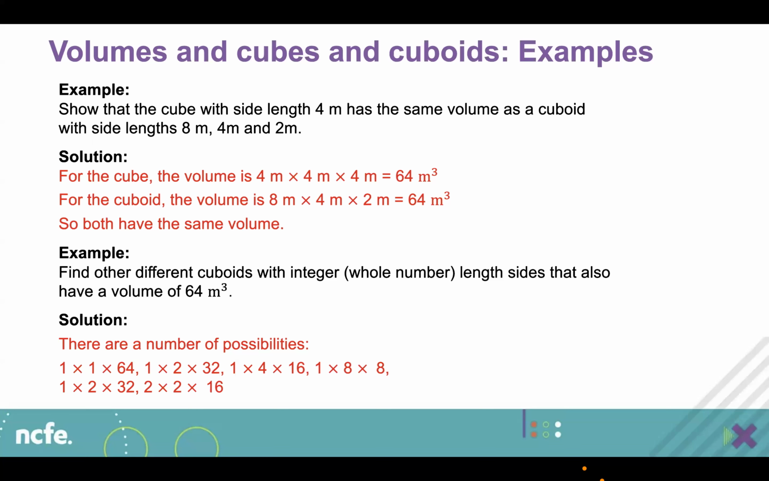1 times 1 times 64, 1 times 2 times 32, 1 times 4 times 16, 1 times 8 times 8, 1 times 2 times 32, and 2 times 2 times 16. These are the possibilities to make a volume of a cuboid equal to 64 meters cubed.